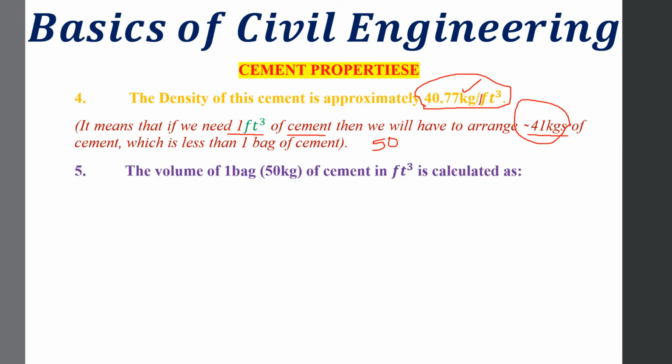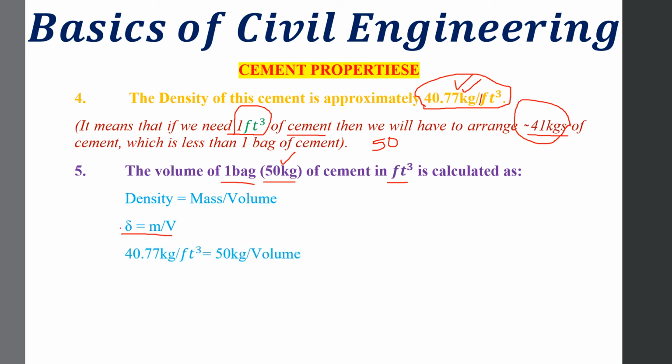So the volume of one bag, meaning a 50 kg bag of cement, in feet cube is calculated as follows. How can we calculate this? The same procedure that we did for meter cube calculations, we will do here for feet cube calculations. Because we know the density, and we know the mass of one bag, that is 50 kgs, we can simply calculate the volume of one bag. So density is equal to mass over volume. When we put the values in this formula, density is given as 40.77 kg per foot cube.